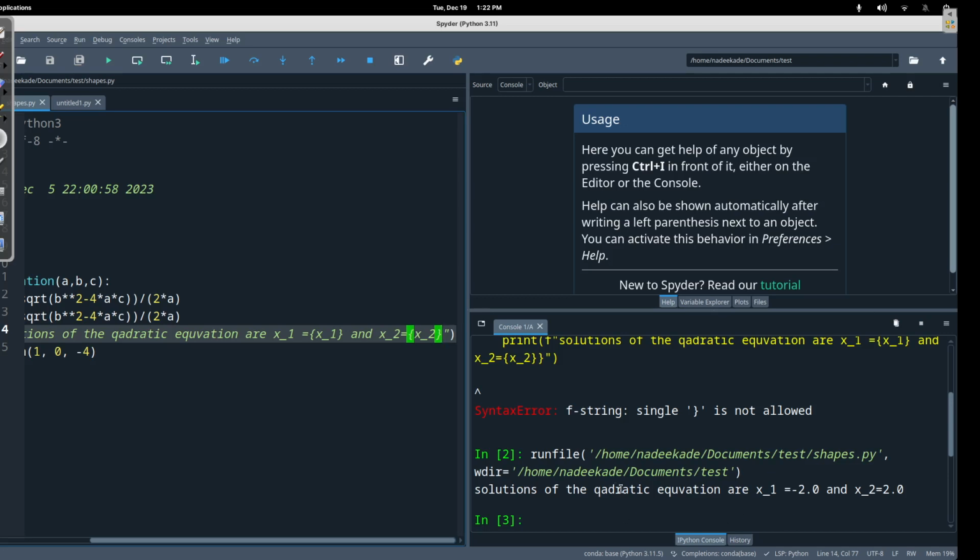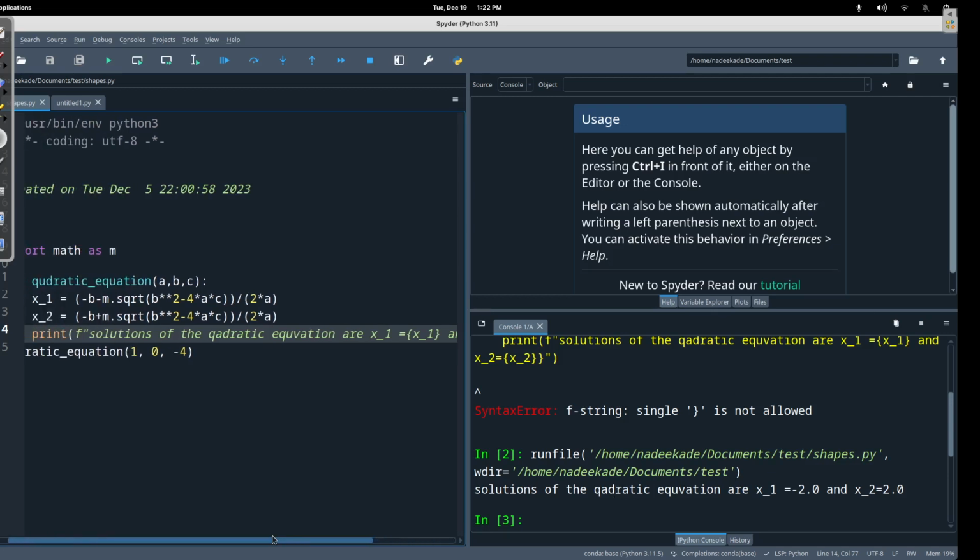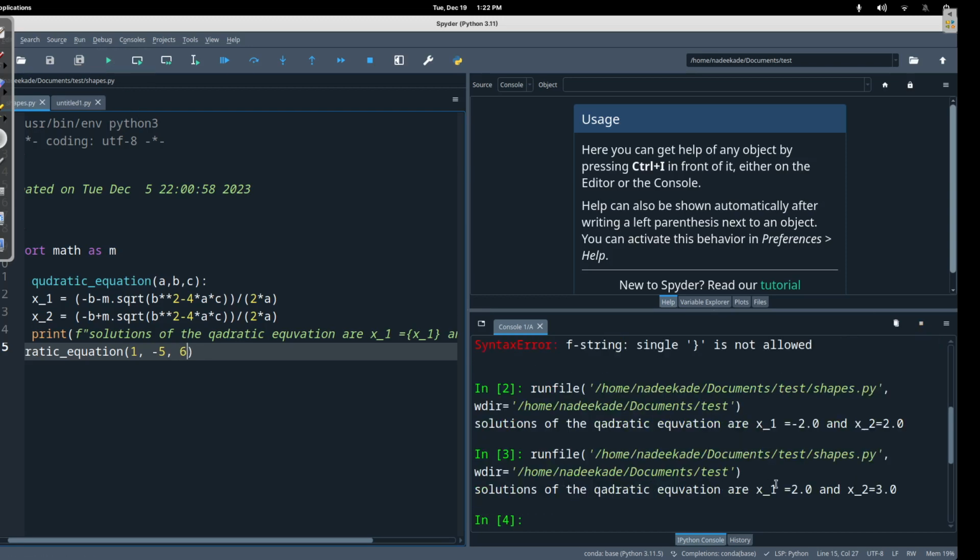Okay, so here it worked, no? It gave the correct solution for the equation. Okay, and if we look at x squared minus 5x plus 6, that should be 2 and 3, no? So a is 1, b is minus 5 and c is 6. So if I run this equation, 2 and 3, no?